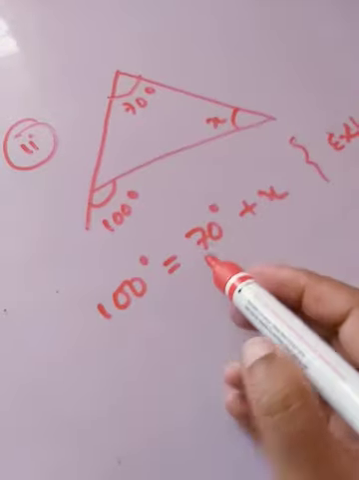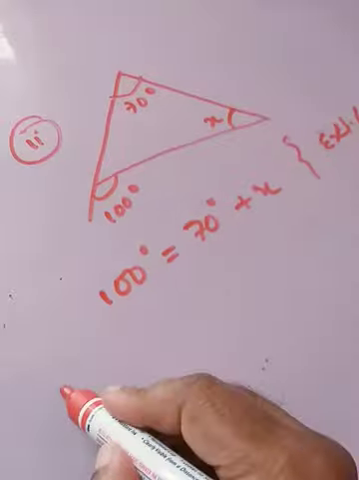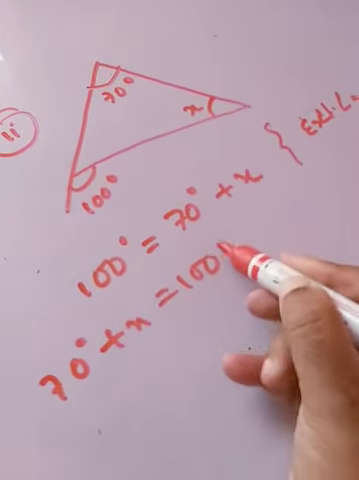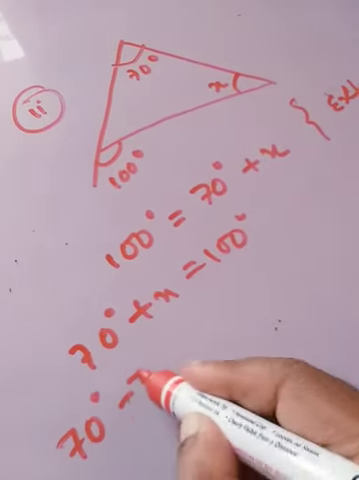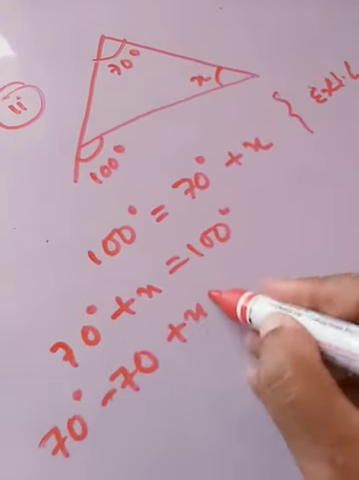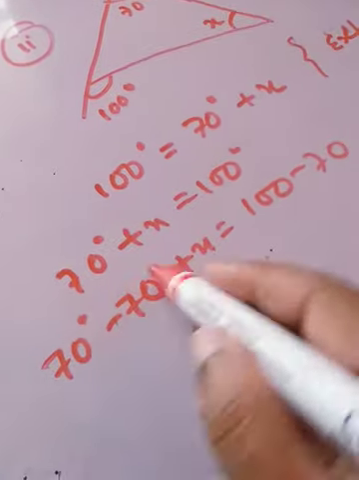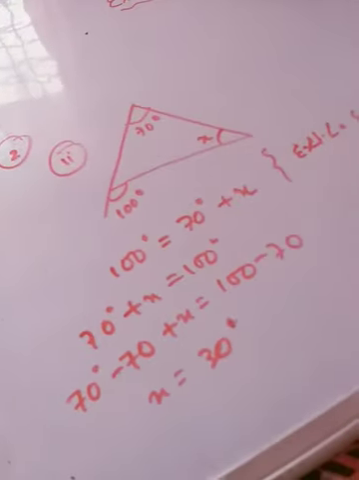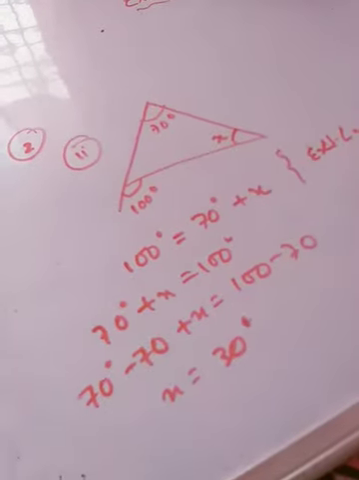Now we have to find the value of x, so we can write this equation in this form also, that is 70 degrees plus x equals 100 degrees. Now we have to remove this 70, so you know what you have to do: you have to subtract it. On both sides we have to subtract 70 degrees. Now this will be cancelled, so x equals 50 degrees. So this is the solution of sum number 2.